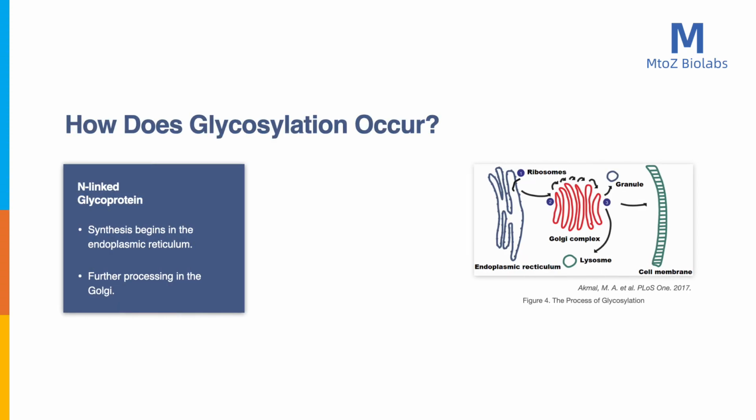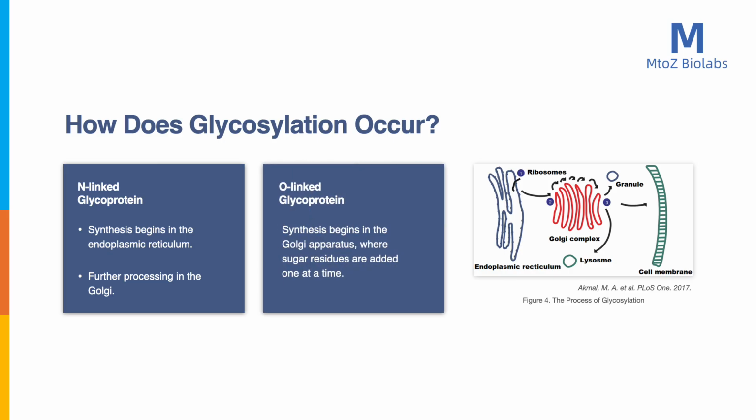N-linked glycosylation begins in the endoplasmic reticulum, where a pre-assembled oligosaccharide is transferred as a whole to a specific asparagine residue on the nascent protein, with the assistance of glycosyltransferases. The glycoprotein then enters the Golgi apparatus, where the glycan undergoes sequential trimming, elongation, and modification, ultimately forming high-mannose, hybrid, or complex-type structures. O-linked glycosylation is typically initiated in the Golgi, where sugar residues are added one at a time to serine or threonine residues by specific glycosyltransferases.